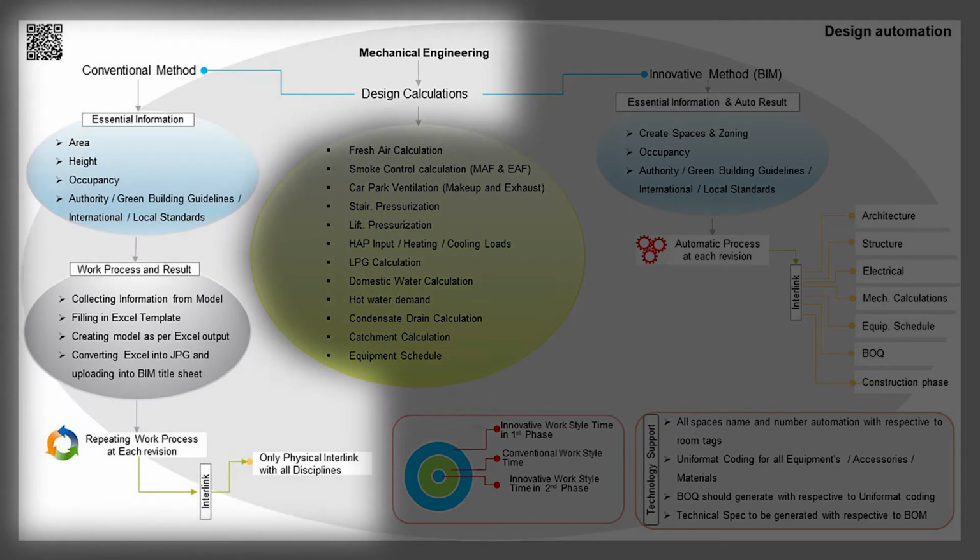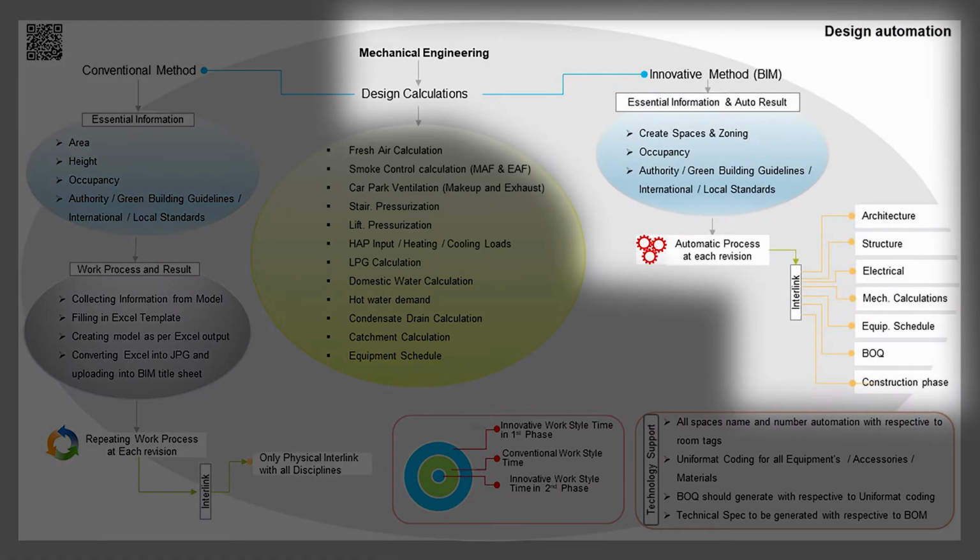This is the conventional method of working that was used in my earlier projects, and it is a completely manual process and doesn't have any collaboration with the Revit model. And this is the innovative method, which uses the BIM platform and completely automated calculation by just clicking on check marks, which I am going to explain now.